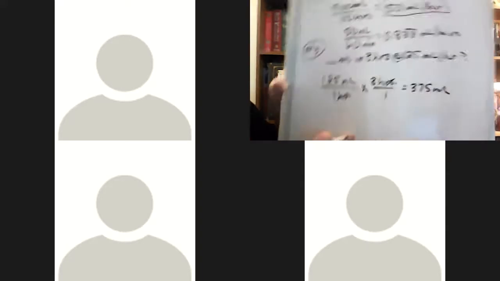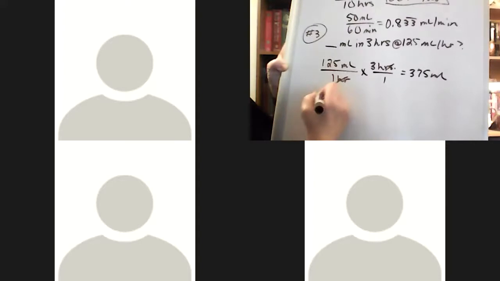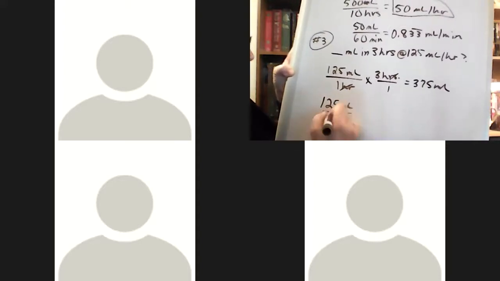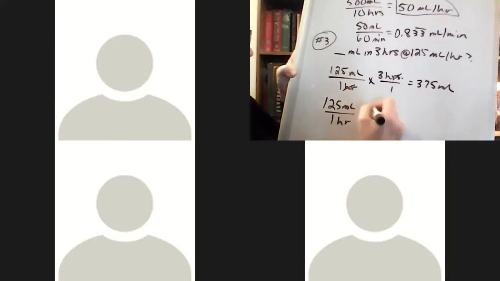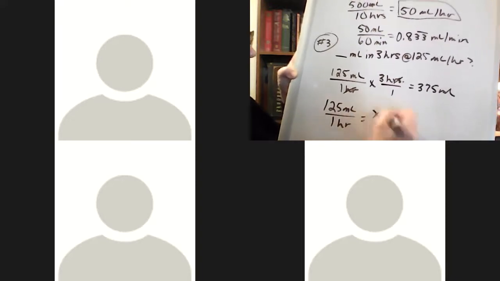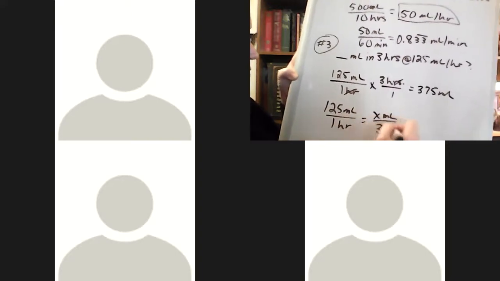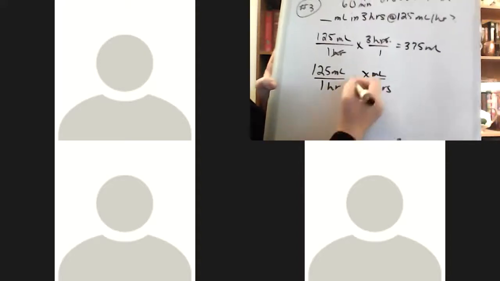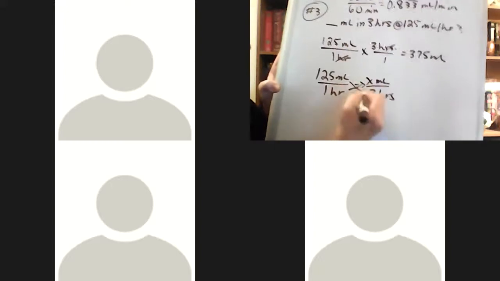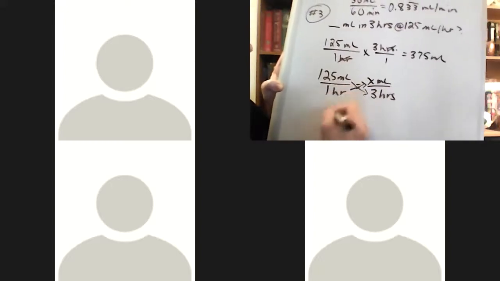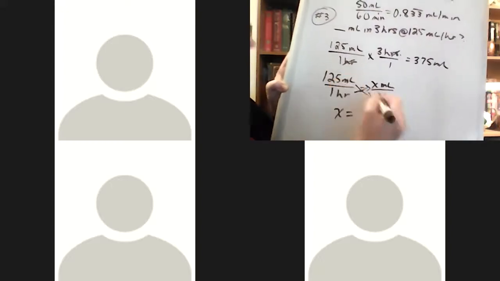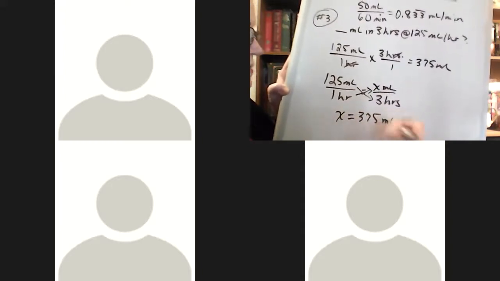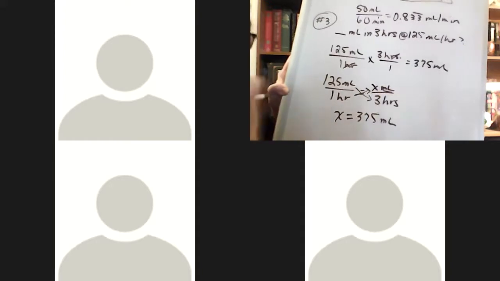Now, if you want to do this one using ratio and proportion, you certainly can. You're going to have 125 milliliters in 1 hour equal to X milliliters in 3 hours. Then you cross multiply, and you get X times 1 is X, 125 times 3 is 375. And it has to be milliliters because that's what you're solving for.